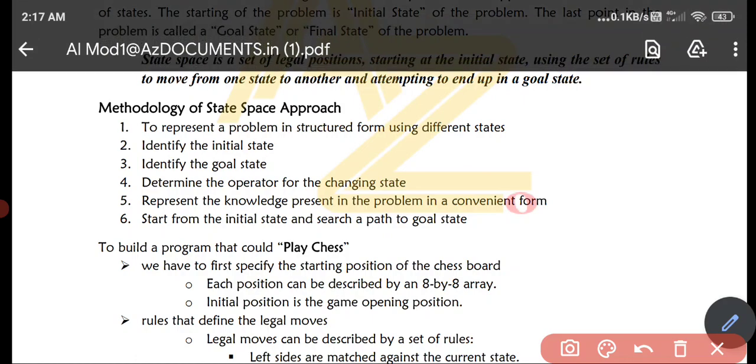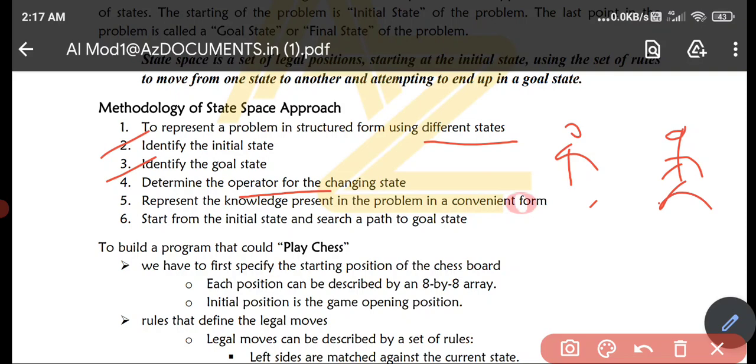That is, first we have to represent the problem using the different states, as I said, and identify the initial position, the initial state, and the final state. We have to identify both of them and determine the operator for changing the state. For example, from here, if I need to move here, then I need to walk. This is the operator for changing the state.